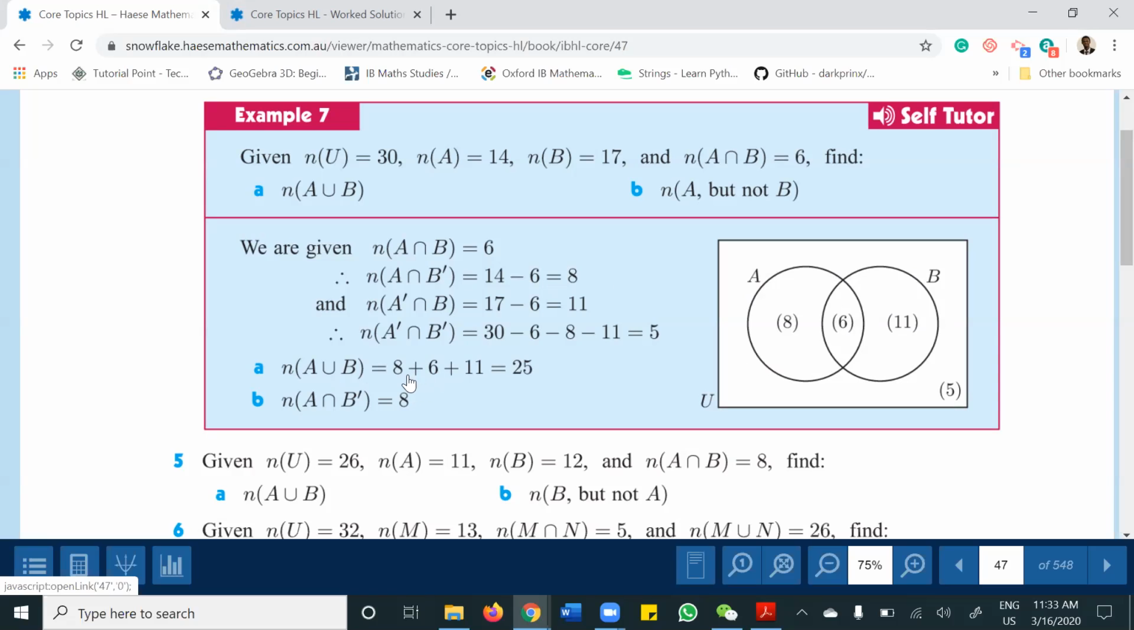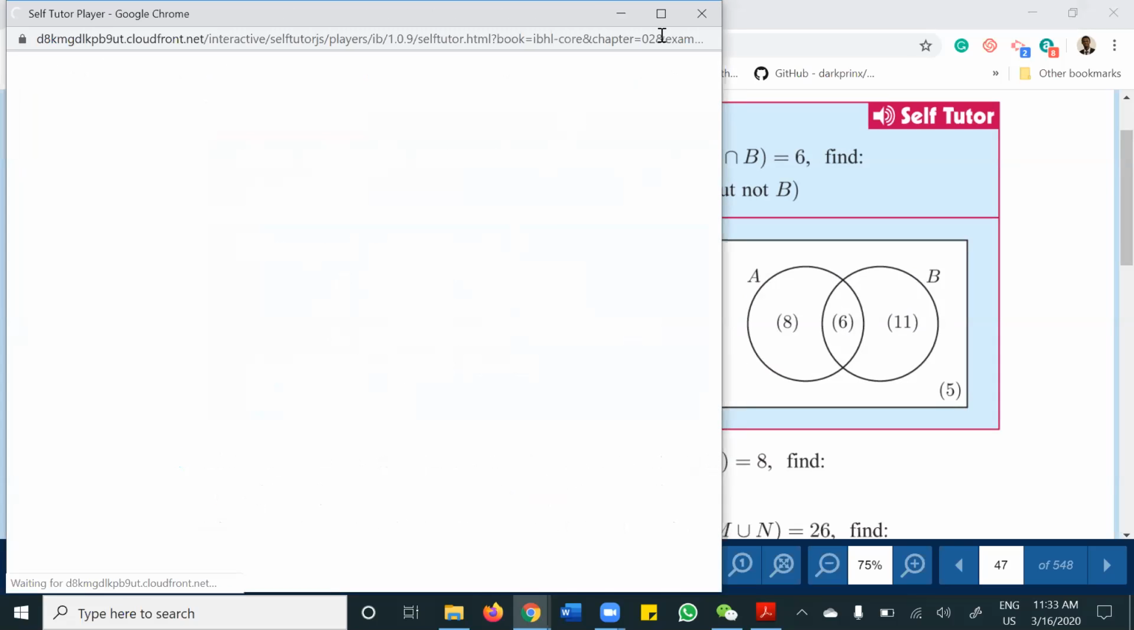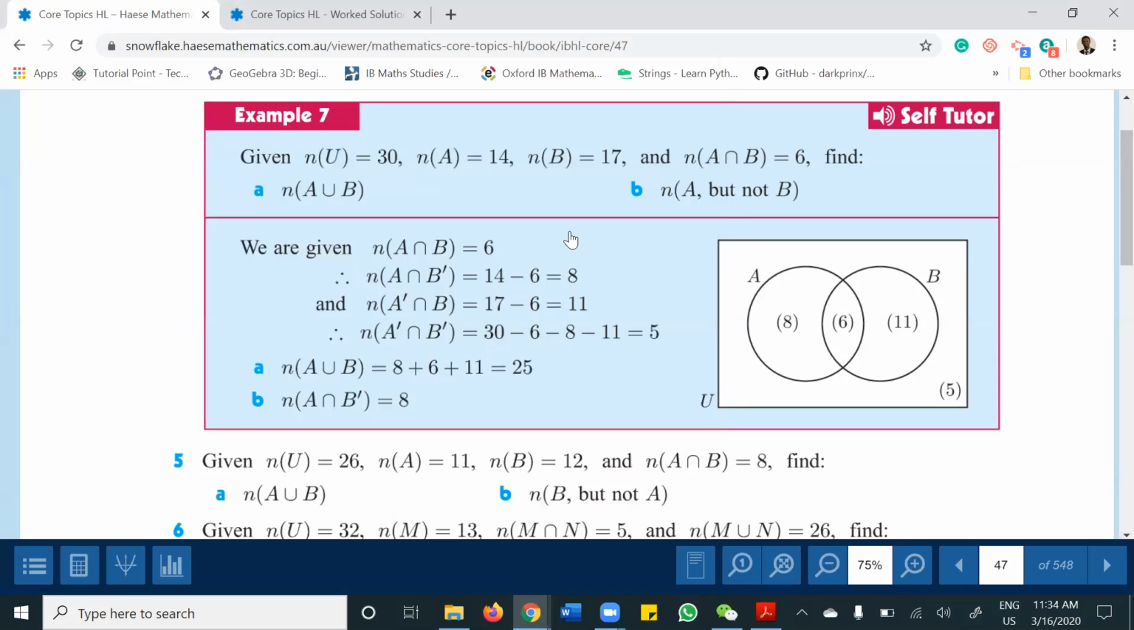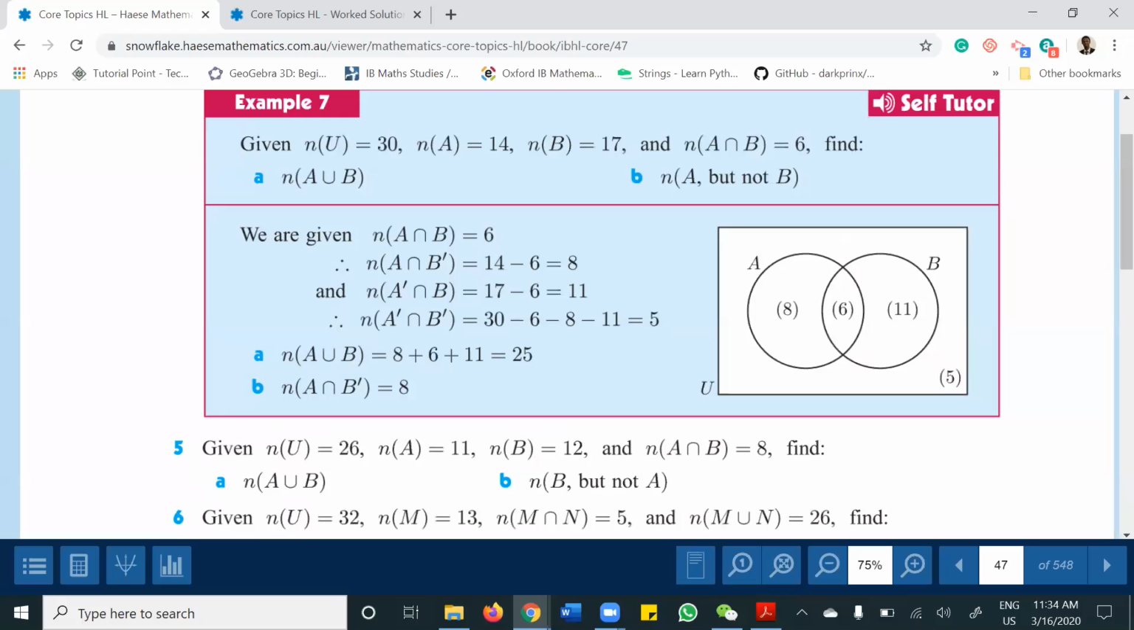So that's what was done here. A is this. What's that? Oh, okay, it's self-tutor. Never mind. The intersection is 6. Anyway, this solution is a bit confusing compared to what I intend to explain. So what I would have wanted to show for A union B is this.